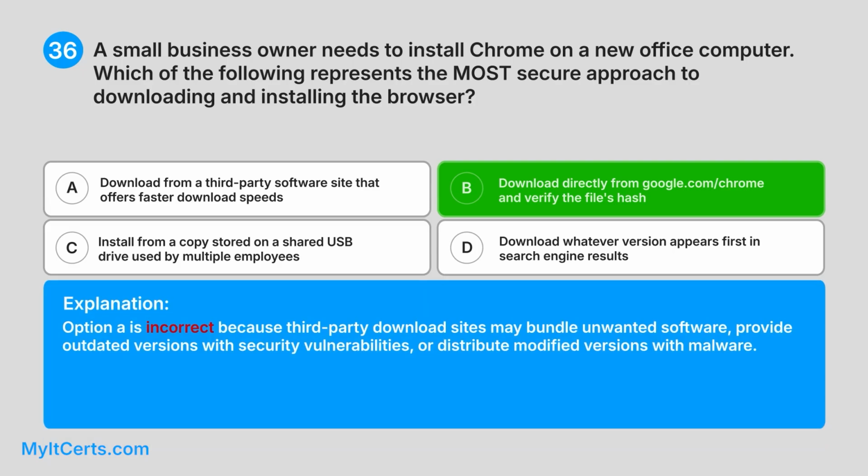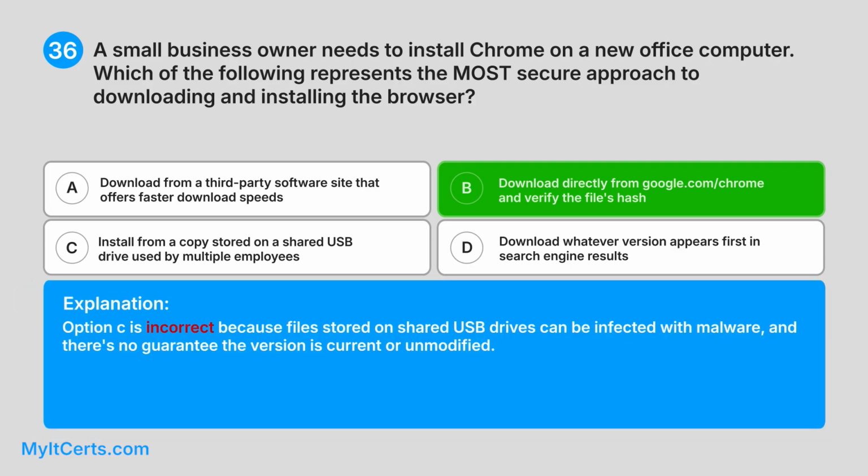Option A. Download from a third-party software site that offers faster download speeds is incorrect because third-party download sites may bundle unwanted software, provide outdated versions with security vulnerabilities, or distribute modified versions with malware.